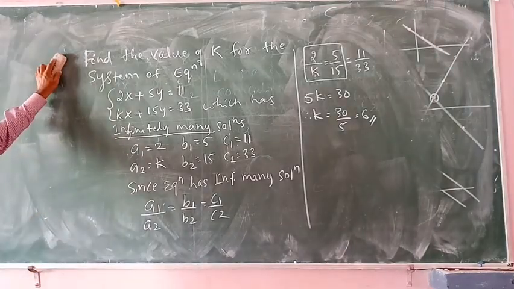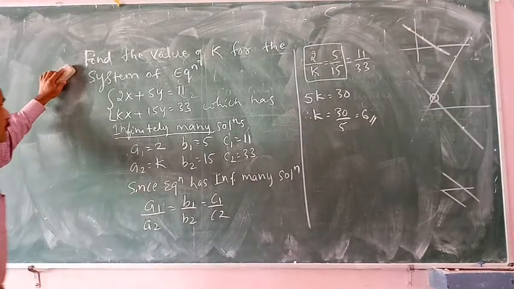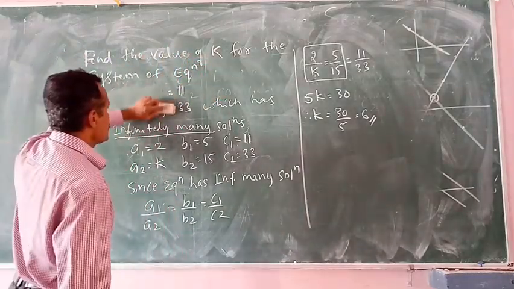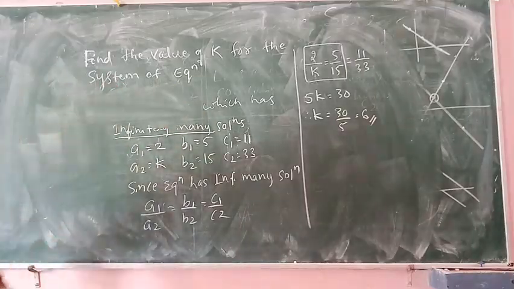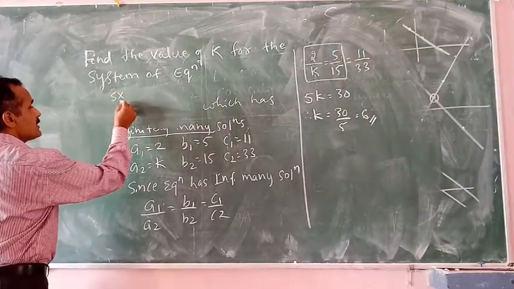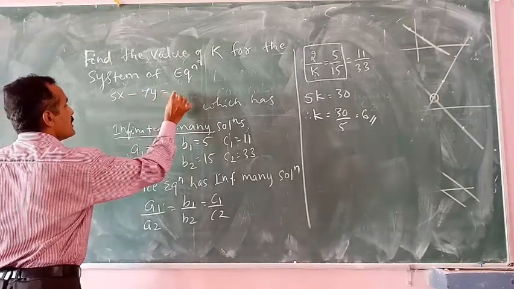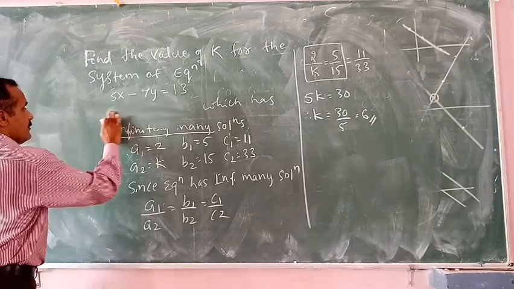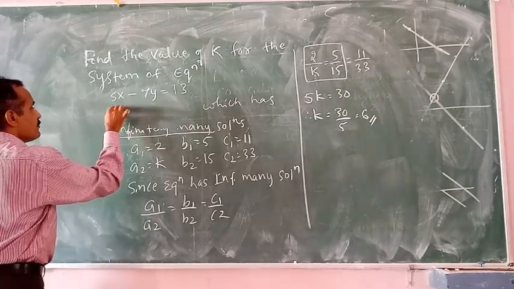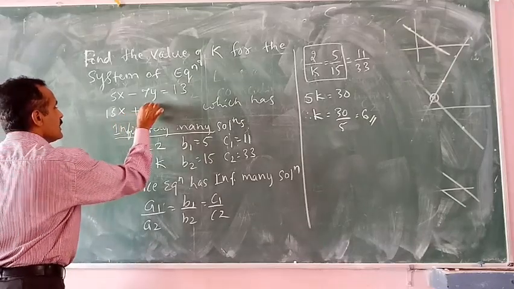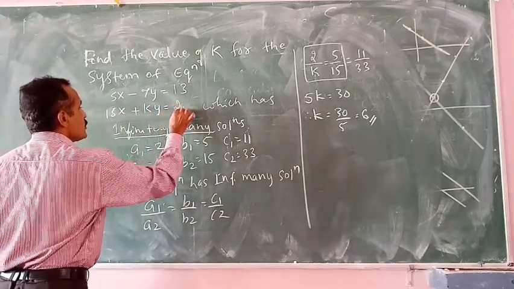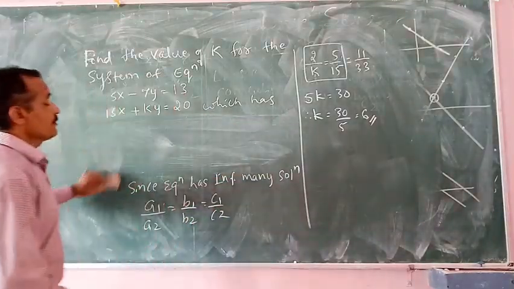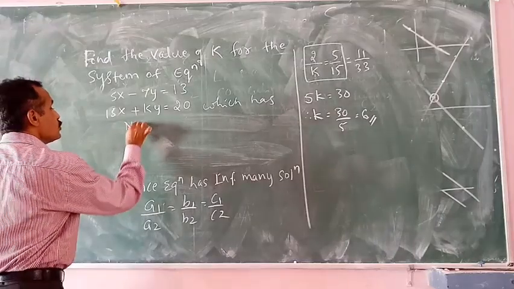Let me go for one more. Find the value of k for the system of equations. Let me change the equations. 5x minus 7y equals 13, 15x plus ky equals 20, which has no solution.